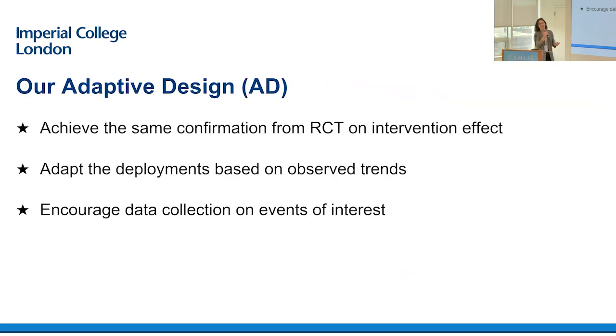So we have adaptive design. We actually adapt based on the incidents that we see at every stage. And our goal is to do the exact same thing RCT does. So we want to confirm the interventional effect as quickly as possible. But we also want to be able to adapt so we can save some money while encouraging data collection of events of interest. And that's where our method really comes through. And we do that with 2 major changes.